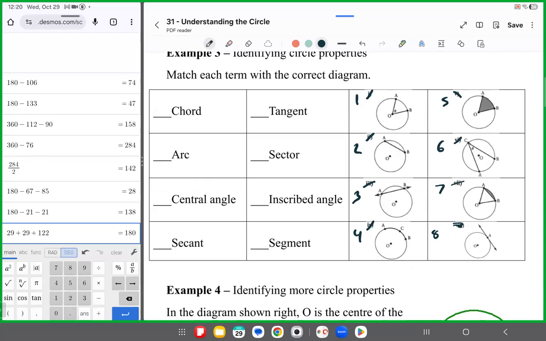Okay, so we've got to match these up. You don't need to go in order for these kinds of things, just be able to identify what these are. The easiest one to identify is the one we just did, the inscribed angle. That's clearly number 6 here, since the angle is on the outside of the circle.